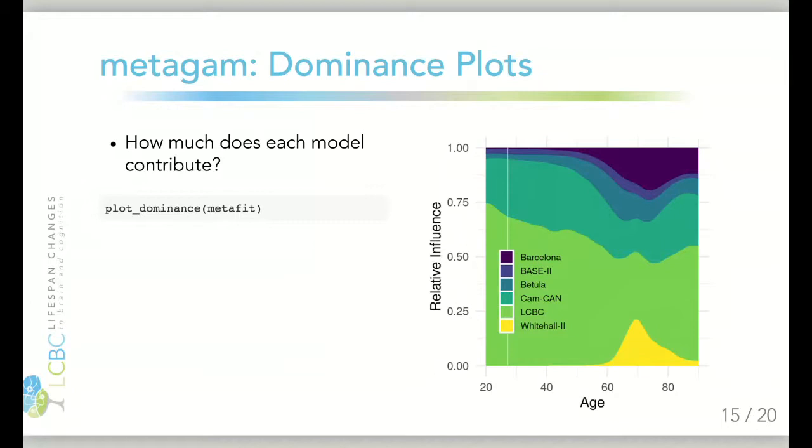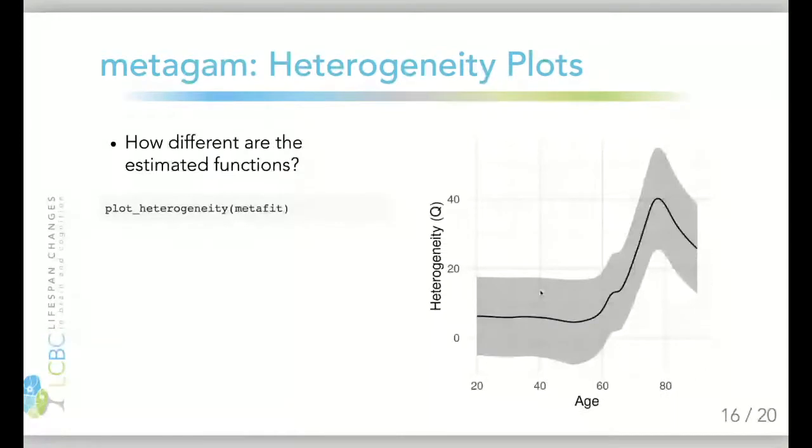We also have something we call heterogeneity plots, which is based on the Q value, which is often used in meta-analysis. But now we can also plot this over a grid, so that by calling the plot heterogeneity function, you can see how different the functions you get from each of the datasets are. And if you're in the frequentist world, you can also say that when the confidence bands here are above zero, they are significantly heterogeneous, to put it that way.